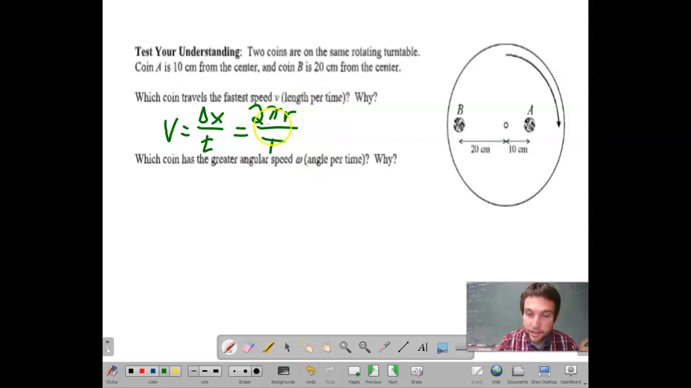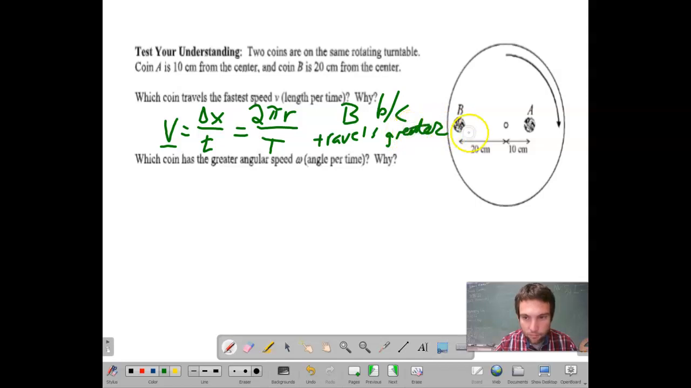So which one has the greater speed? To look at that, they'll both have the same period because it's going to take the same amount of time for these two to rotate and make a complete circle. So if the time is the same, the only other thing that can change is the radius. So what happens if you make r bigger? R is in the numerator, so that's going to make v bigger. So B has the fastest speed because it travels a greater distance in the same t.